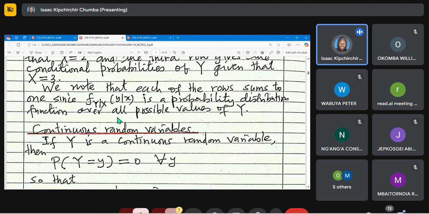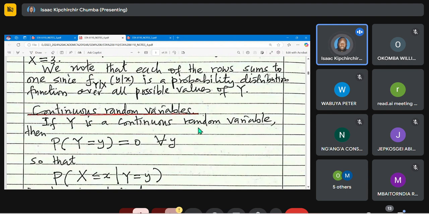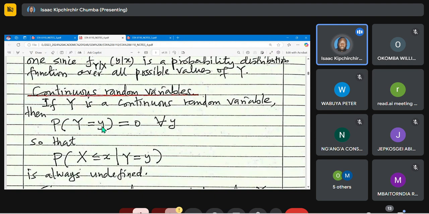Let us see what we need to do for continuous, because there's an issue with the continuous, in the sense that for a continuous random variable, the probability that it takes a particular value is 0. So it will render the definition we have undefined, because we shall be dividing by 0, or it will actually be infinity, which is not a probability. So let us see continuous random variable. If y is a continuous random variable, we have said this many times, the probability that a continuous random variable takes a particular value is 0.